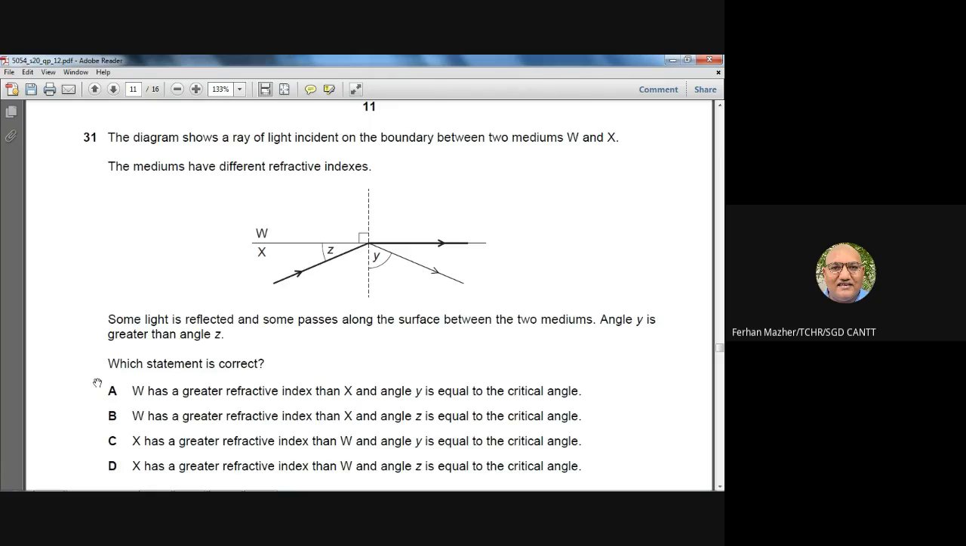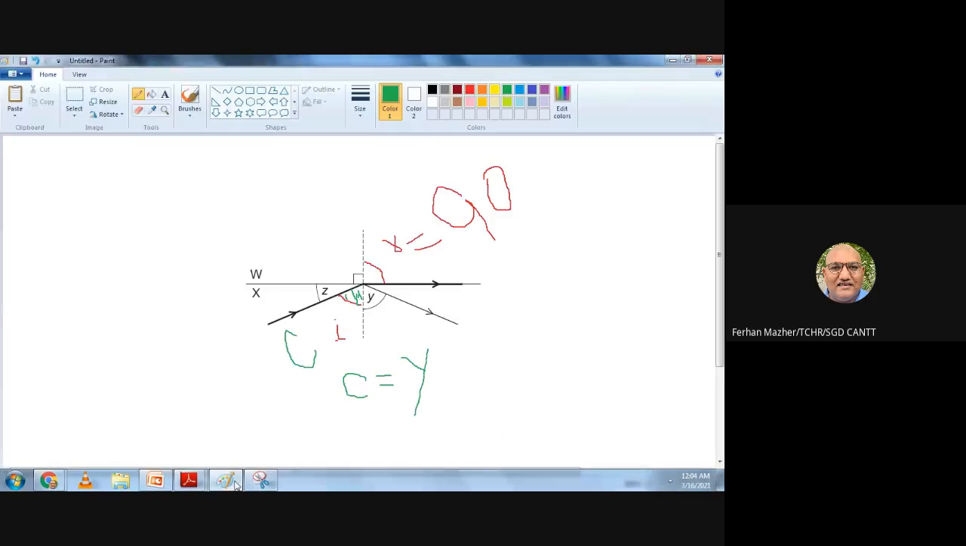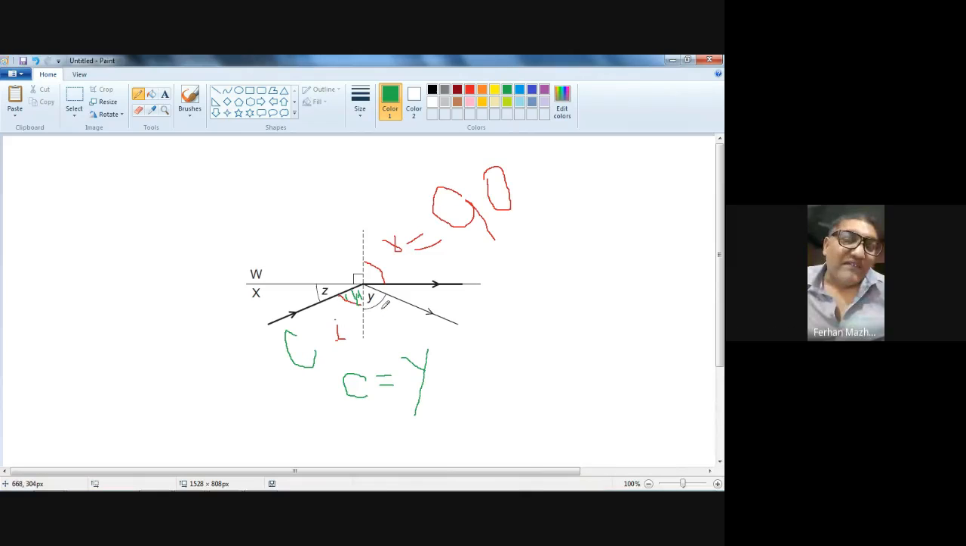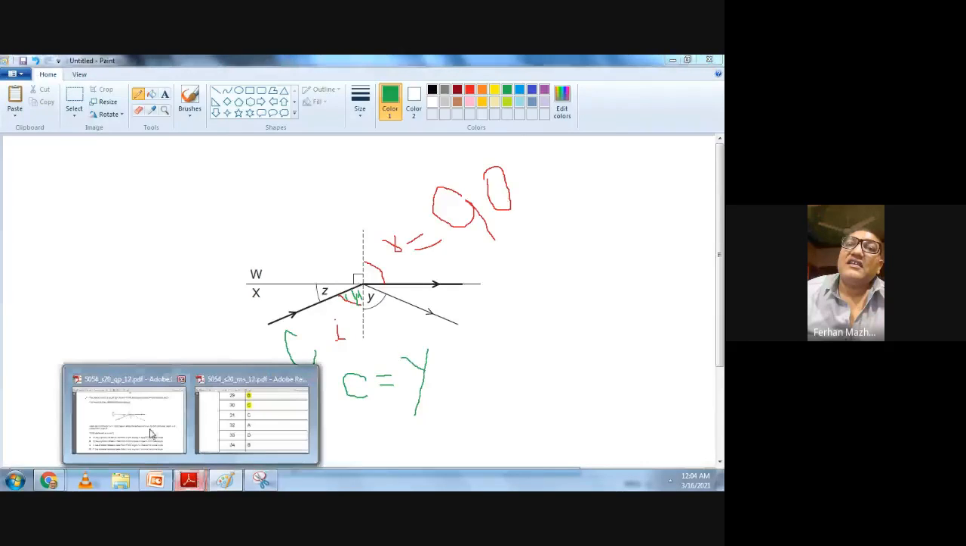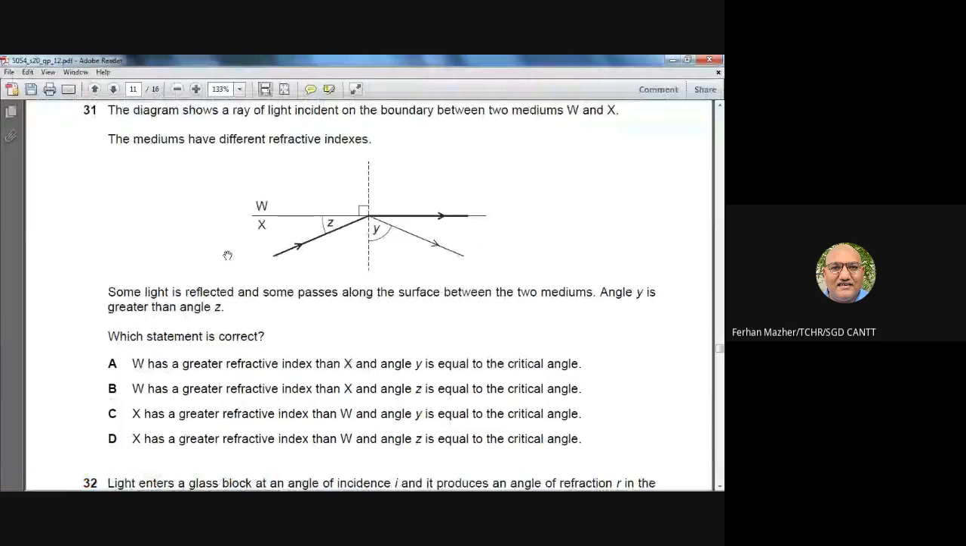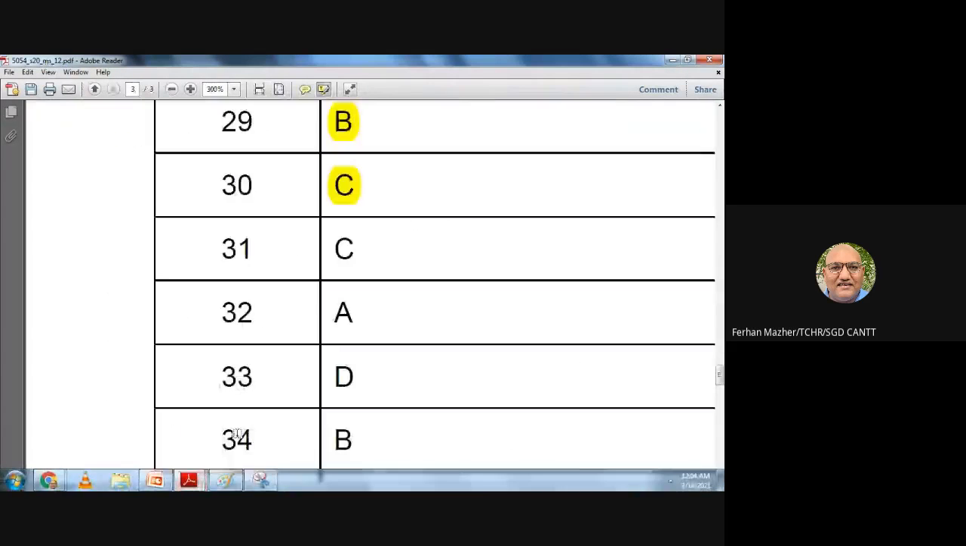I just showed you why I'm saying that Y is equal to the critical angle, because this angle of incidence and this angle of reflection should be equal. This angle of incidence is called the critical angle because here the angle of refraction is 90 degrees in the rare medium. So the value of the critical angle will be equal to this Y value. You can see, a very tricky question. C looks the right option. Question number 31, C is the right option. It's a star question, you know.